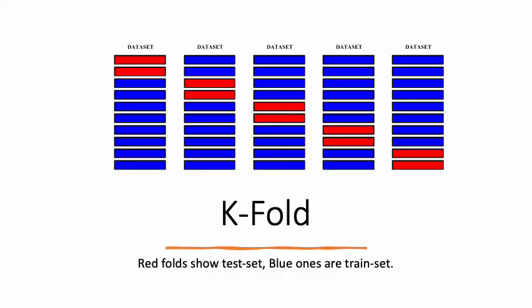In k-fold, the data is randomly or systematically partitioned into k equal-sized folds. The model is trained on k-1 folds and validated on the remaining fold. This process is repeated k times, with each fold used as the validation set once. The results are averaged to produce a single performance metric.